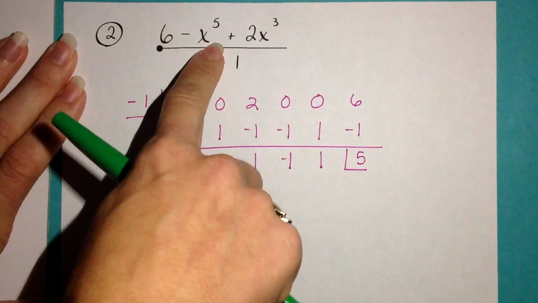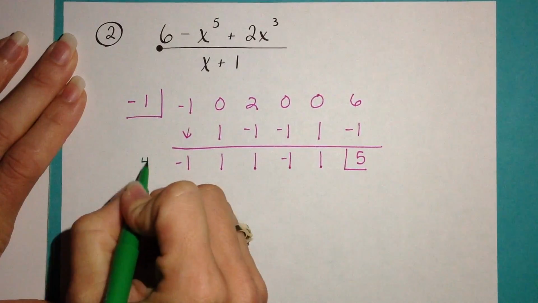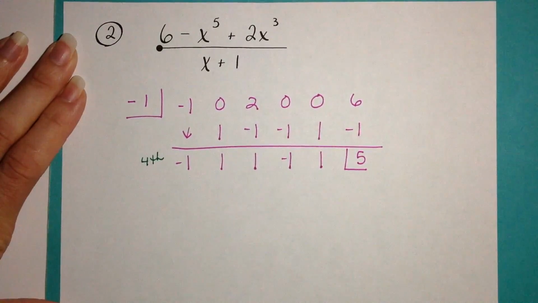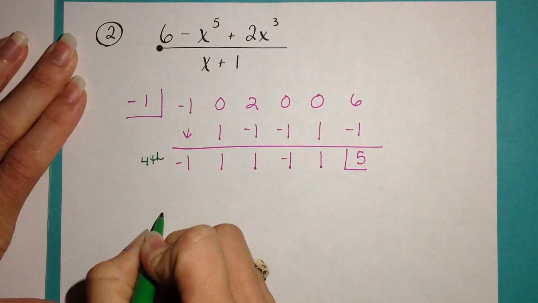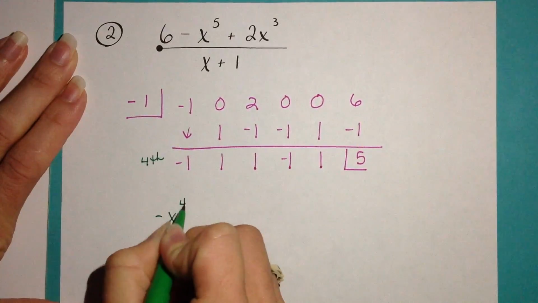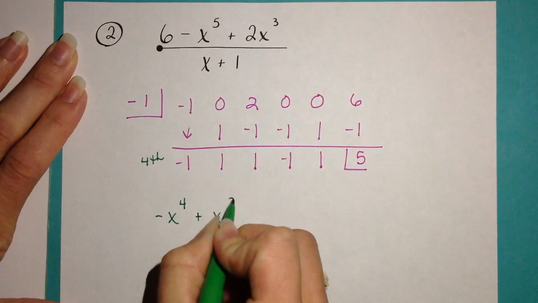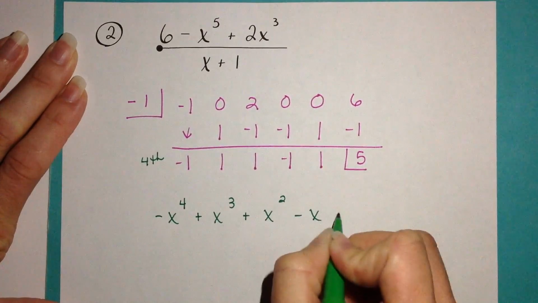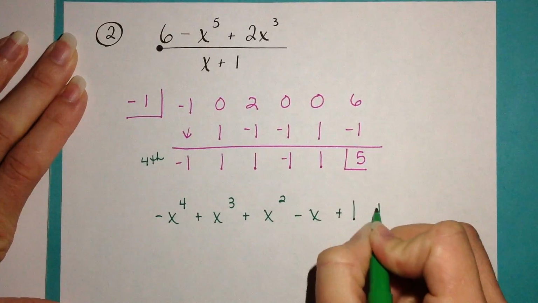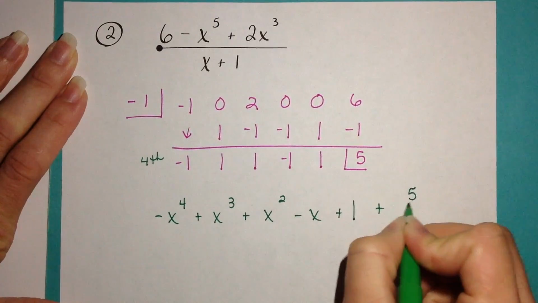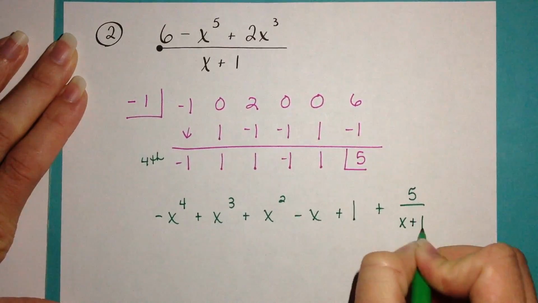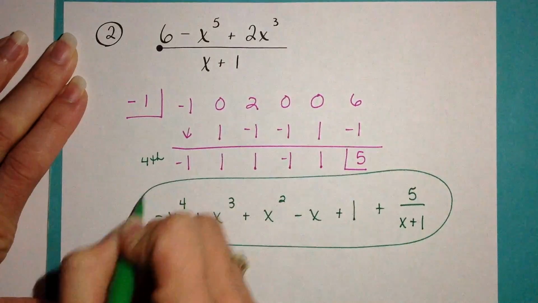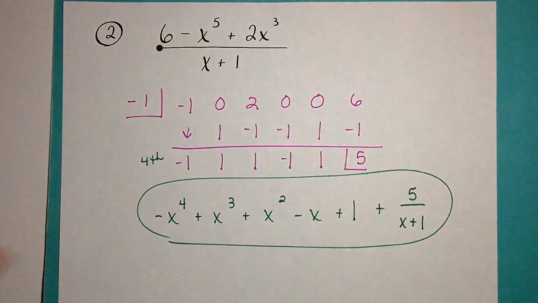Now your answer, remember, is always going to be 1 degree less. The degree of this polynomial is 5th degree, so this would represent a 4th degree. So your answer would be negative 1x to the 4th plus 1x cubed plus 1x squared minus 1x plus 1, and then plus your remainder divided by your divisor. So there's your answer. So that's how you do synthetic division.